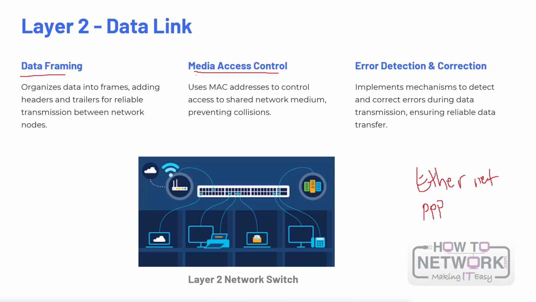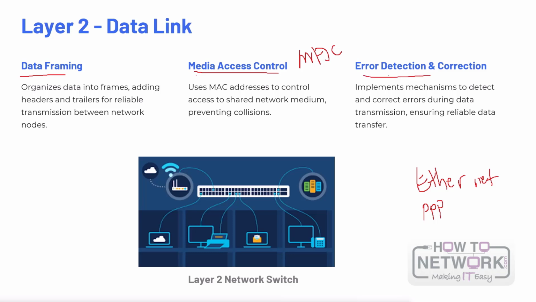Then you have the media access control, or the MAC. MAC addresses are unique identifiers assigned to network devices. The data link layer uses MAC addresses to control access to the shared network medium. For example, in Ethernet networks, MAC addresses are used to ensure that only one device transmits data at a time, preventing collisions and ensuring efficient data flow.